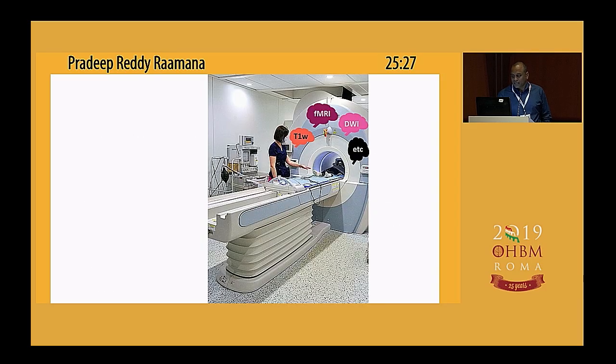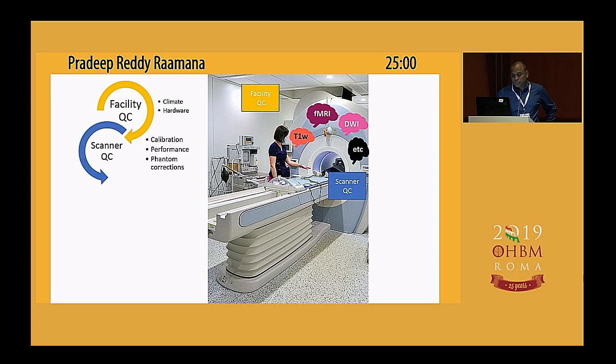To give you a full scope of neuroimaging, for example, this is a typical setup. You have various modalities, like I mentioned. In my opinion, QC is not just what is in the image. It goes far beyond that. For example, it starts with maintaining the facility where the scanner is housed and the acquisition happens, in terms of climate and hardware. It's followed by scanner QC, calibrating it and performing phantom corrections and maintaining other performance.